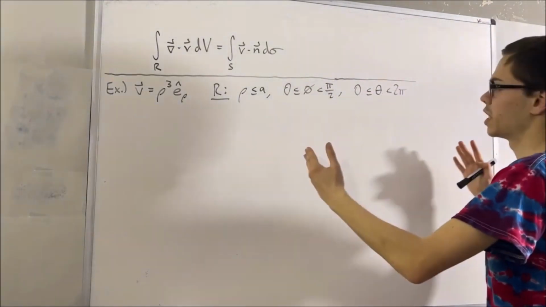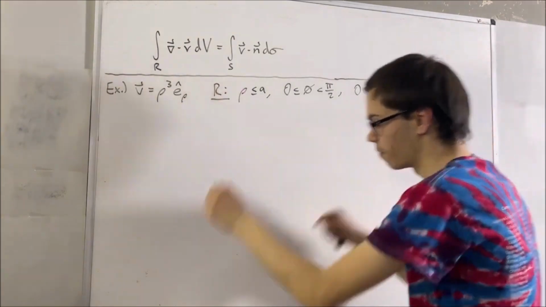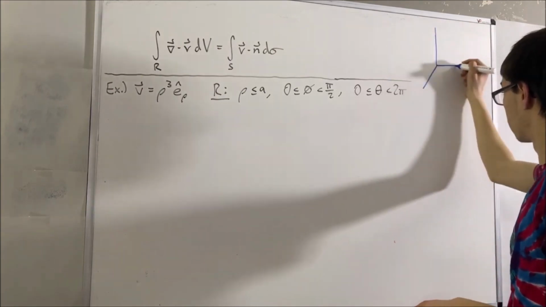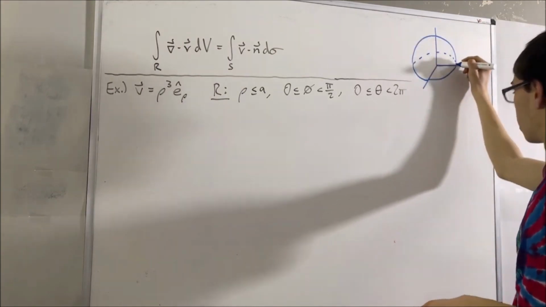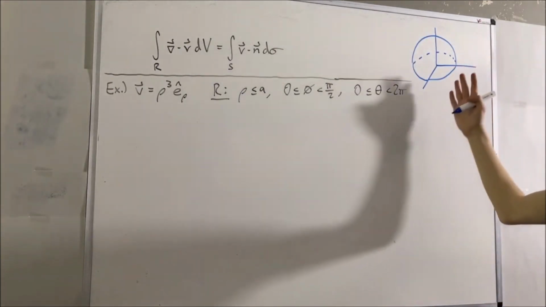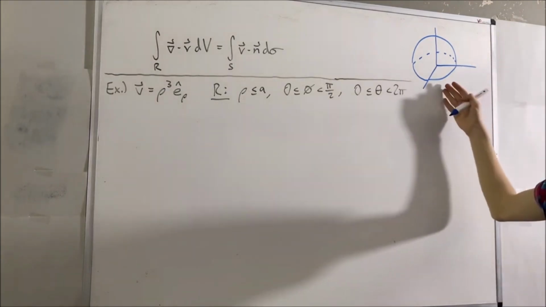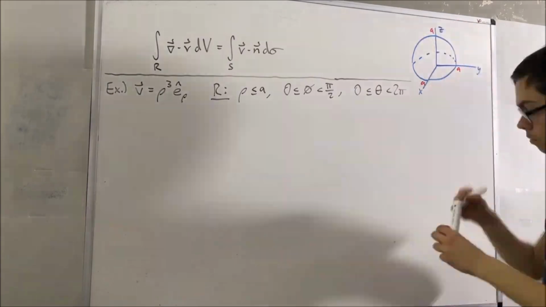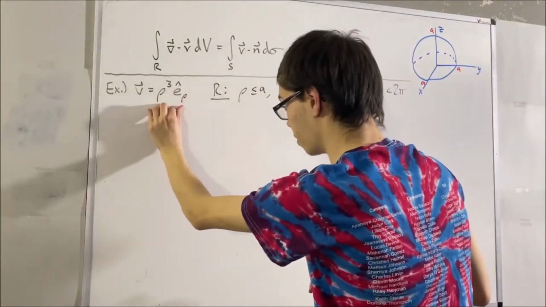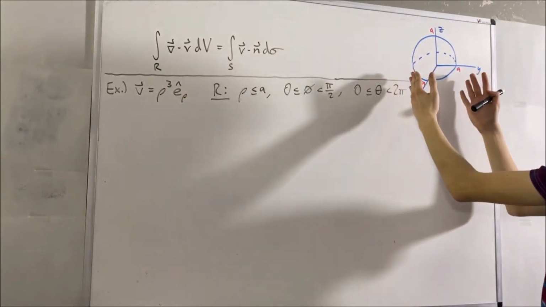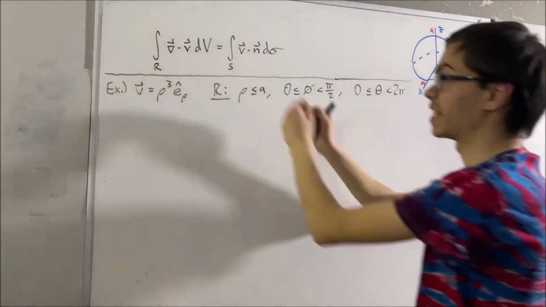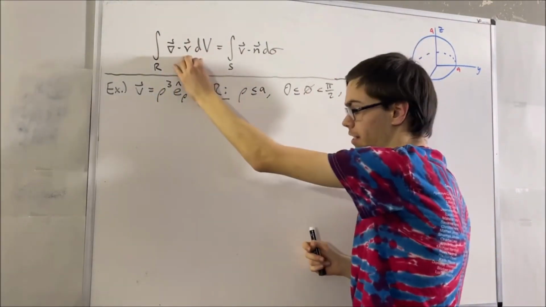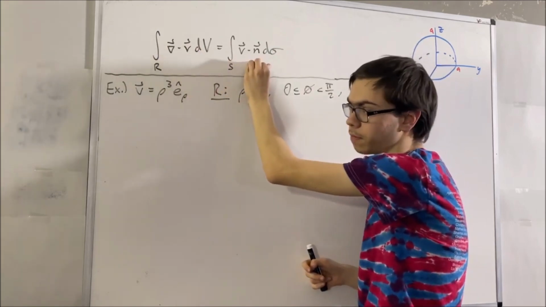Now, you could actually draw what this region looks like. If you were to do that, it would look something like this. It's basically the top portion of a hemisphere, which has a radius of a. So now, from this vector field and from this region, we are going to verify that the divergence theorem holds. In other words, we're going to verify that the left-hand integral is equal to the right-hand integral.